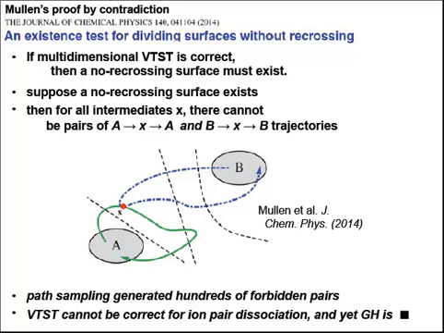So it appears that Grote-Hynes theory, while it is heuristic and probably an inexact treatment of the problem, can do a pretty good job even in highly nonlinear problems for which variational transition state theory cannot.